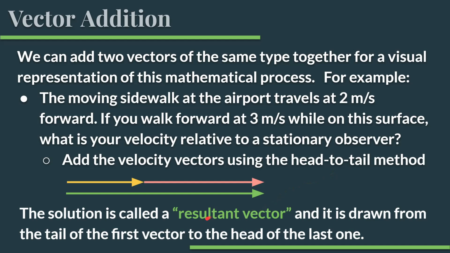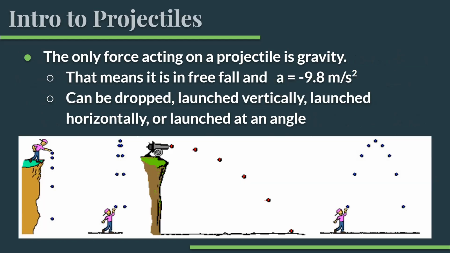But anyway, this is your resultant vector, and it does represent the sum of these two vectors, 2 plus 3. This would have a length of 5 if I had drawn them to scale. All right, please note that both methods give you the same answer. So whether you're drawing them to scale and measuring them, or whether you are adding those numbers, you're still going to get the same thing, 5 meters per second forward.